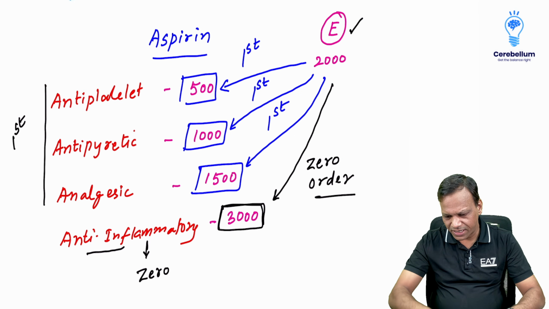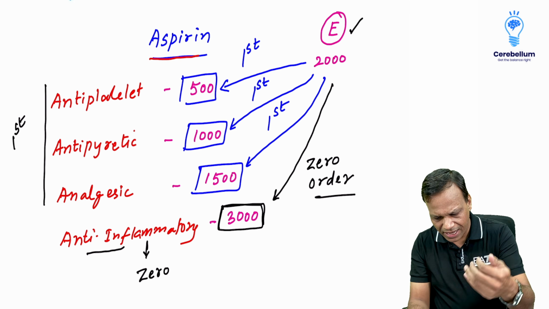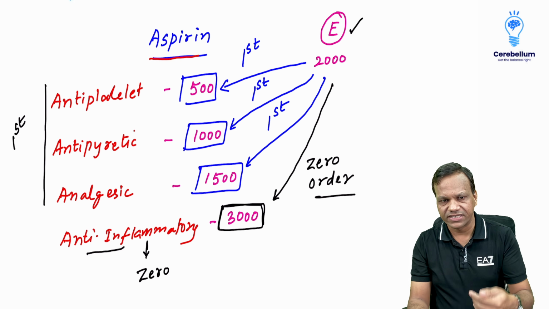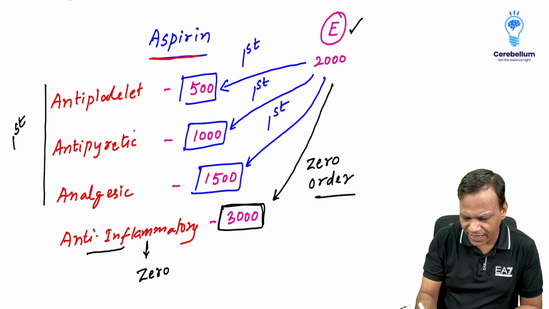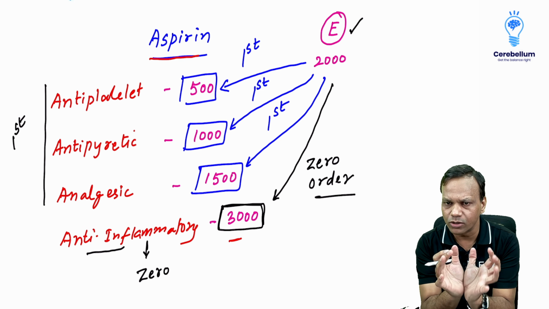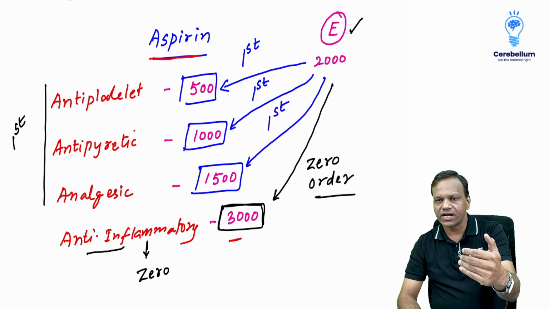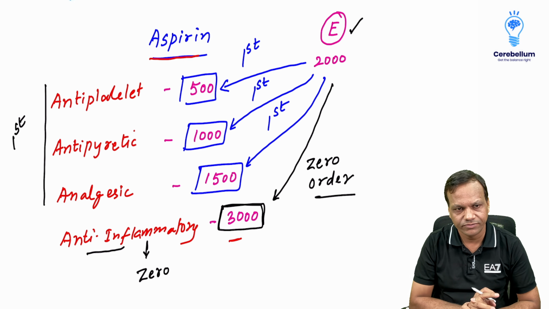Yes, aspirin. I was telling just an example to show that aspirin has dose dependent effects. At low doses, it will follow first order kinetics. At high doses, it will follow zero order kinetics. So if at therapeutic doses a drug is following zero order kinetics, we say it is following zero order kinetics. Yes, you are absolutely right.